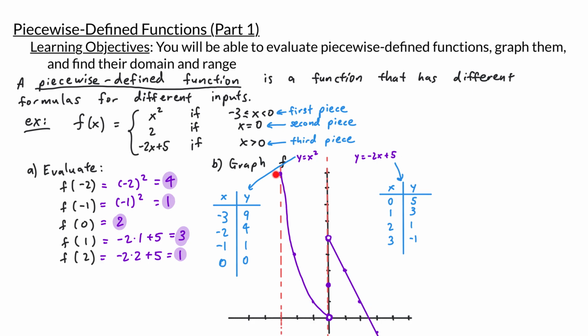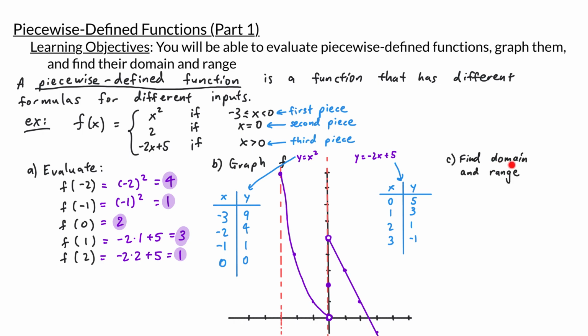Now, to decide whether boundary points are included or excluded, we basically look at the inequality symbols of these pieces. If there's an equals to on the inequality symbol, we include the endpoint. If there is no equals to on the inequality symbol, we exclude the endpoint and leave it as an open circle. Now, one last thing that we want to do is to find the domain and range for this function.